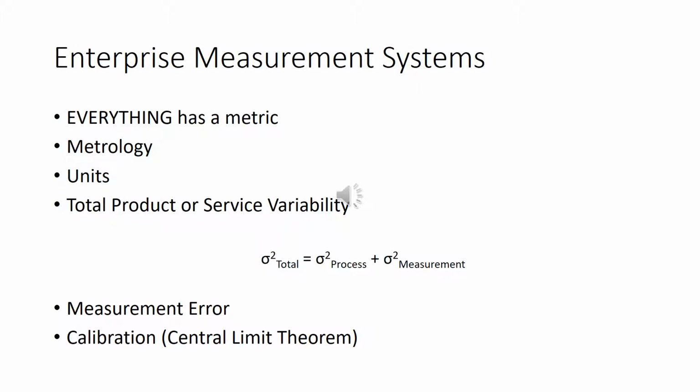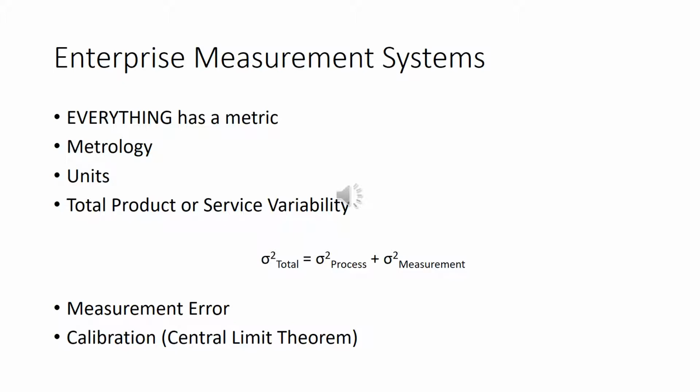Enterprise, everything has a metric. There's the obvious ones, thermometers, sigmometers, rulers, but everything else could have a metric too, whether it's accounting or purchasing or administration. Everything has a metric, and the science of measuring things is called metrology, and it's really quite a science, very interesting. I won't get into it.